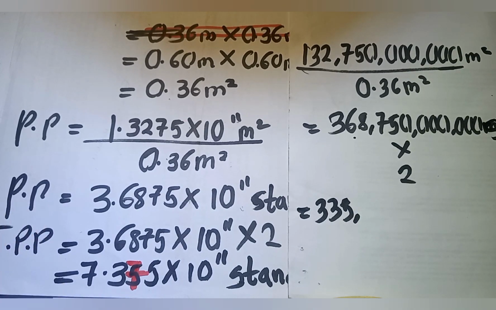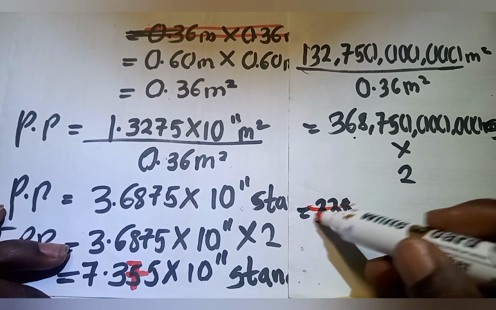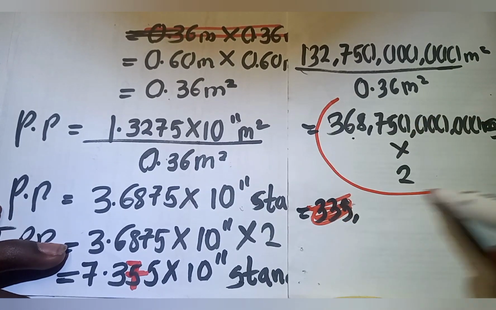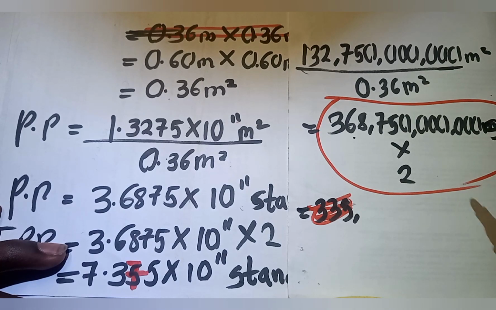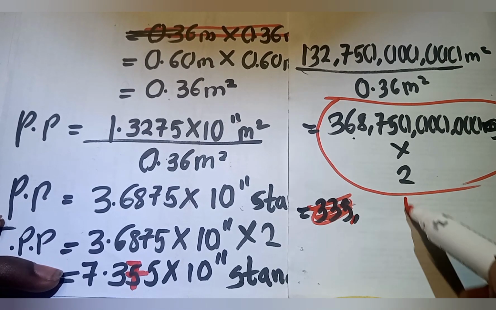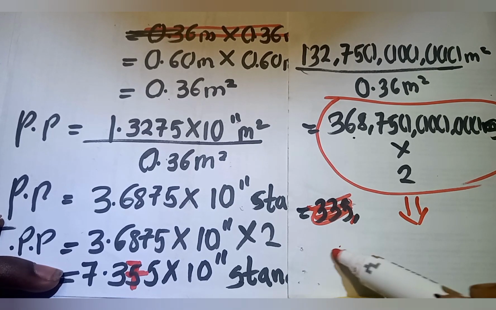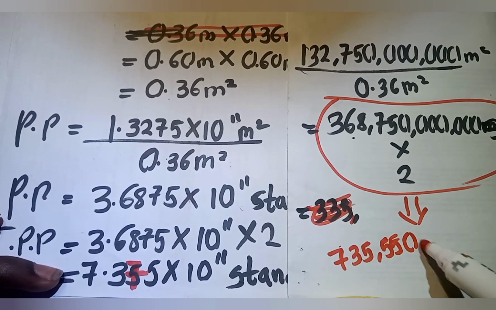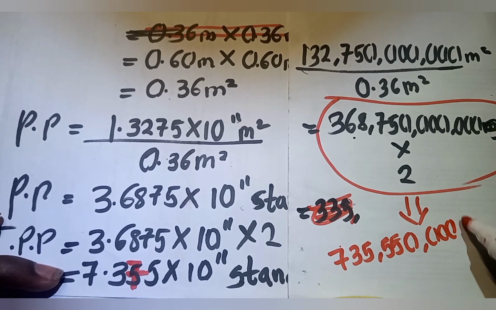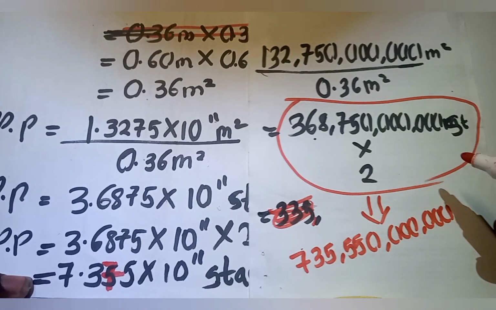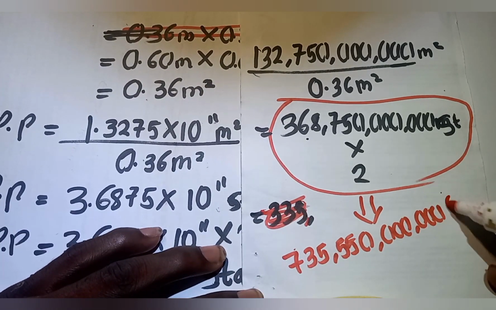I made a mistake again. Okay, it's not there. If you multiply this by 2, you're going to be having 735 550 0 0 0 0 0 0. And don't forget your standard form.